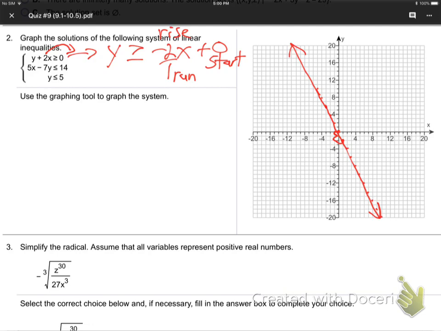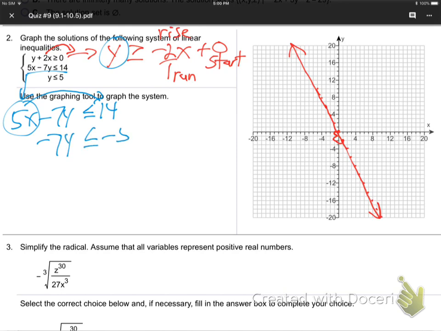And now for the other line, this one, bring it down here: 5x minus 7y less than or equal to 14. This one's a little more tricky. We've got to get y alone. We always have to get y alone. So take this 5x, jump it to the other side. Minus 5x plus 14. Next step is divide through by minus 7.